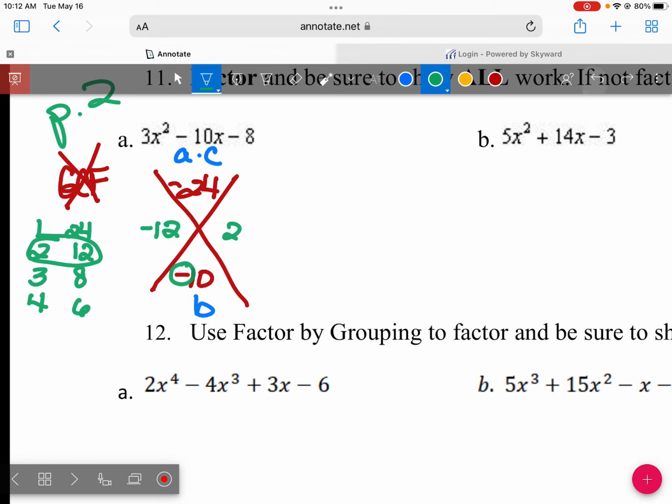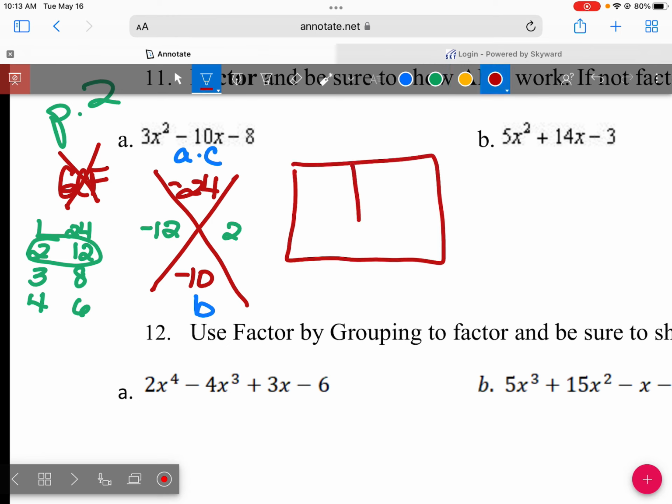Okay? It doesn't matter. I could put 2 over here and negative 12. We're just saying you multiply those together, you get the negative 24. You add them together, you get the negative 10. So then we go to the box.